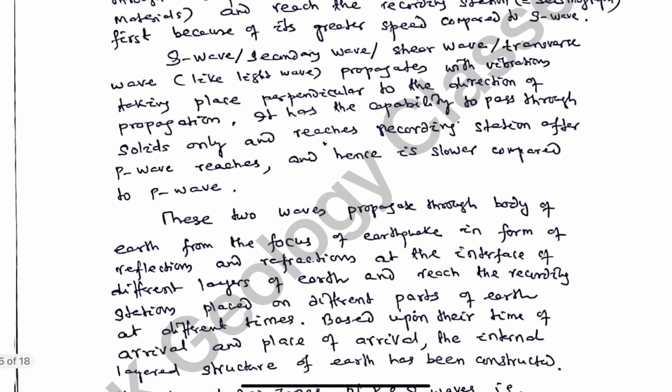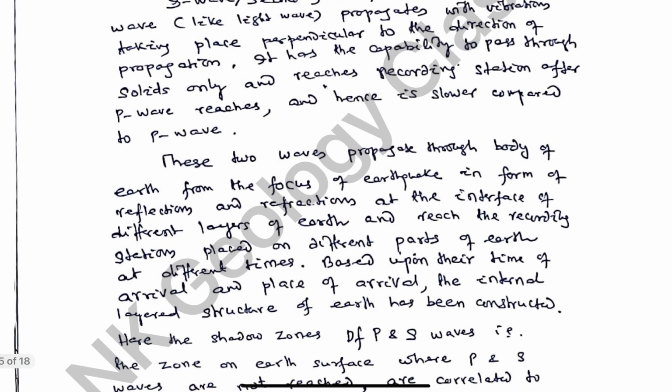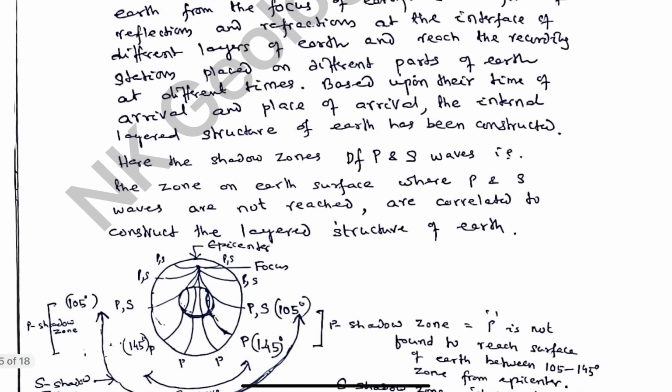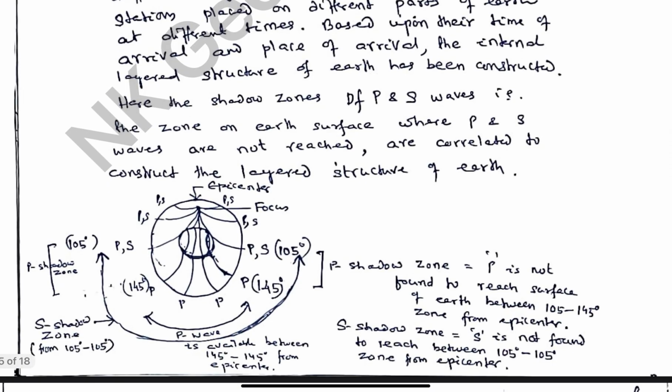So based upon the time of arrival of waves, the seismograms provided by the seismographs are studied, and on that basis the shadow zones are detected. Shadow zones for P and shadow zones for S are detected. If this is the place of origin of the earthquake, the epicenter will represent 0, and on the opposite side it is 180.